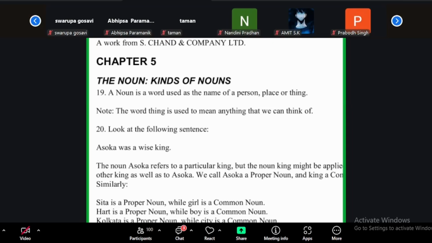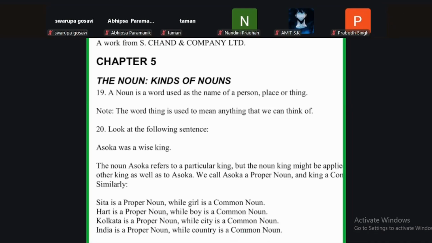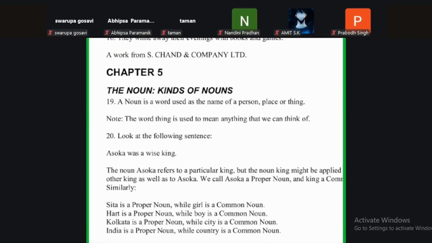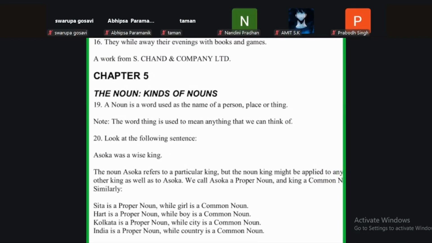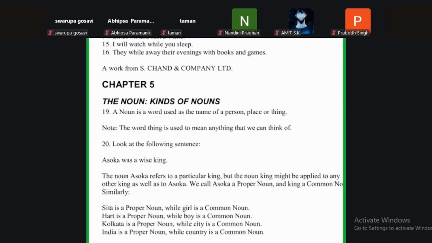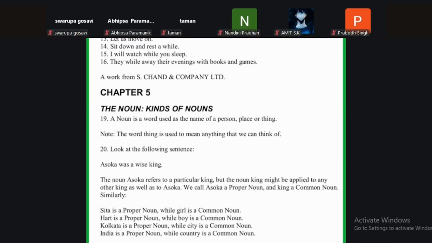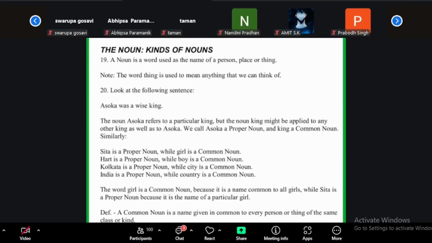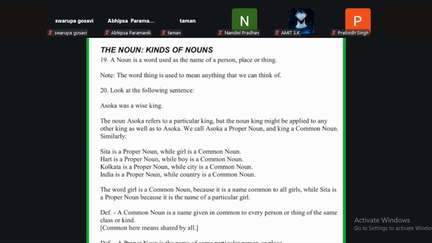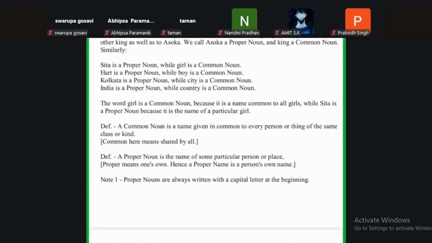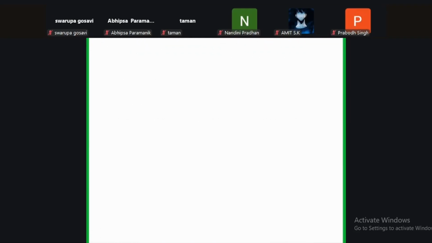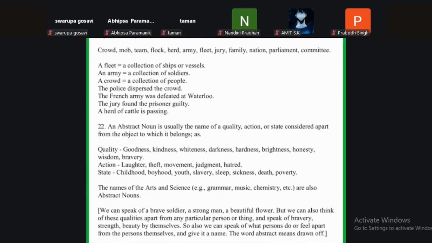Okay, so if you look at the following sentences, for instance, Ashoka was a wise king, or the examples that are given here, Sita, which is a proper noun, or girl, which is a common noun. This is something that you've already learned, so I'm not going to go deep into it. Let's move on. Let's look at the kinds of nouns, particularly.